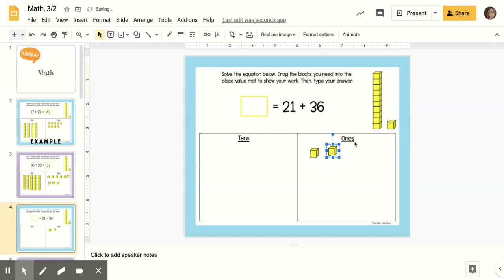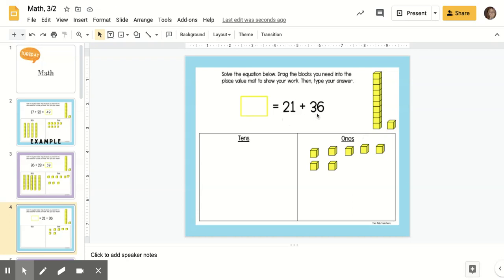Let's see. 1, 2. Don't forget, you're going to click on the block you want, hold on the mouse pad with your finger. Then you're going to hold that finger on your mouse pad, and you'll use your other finger to slide the block over to your work mat. So there's 3, 4, 5, 2, 3, 4, 5, and 6. Okay. So I've got my ones.